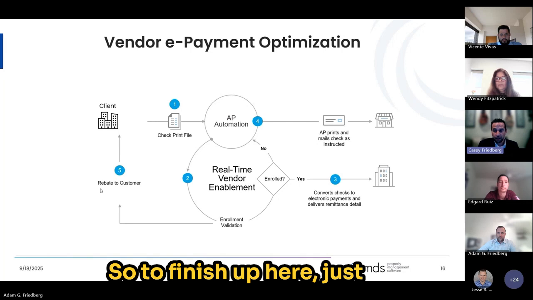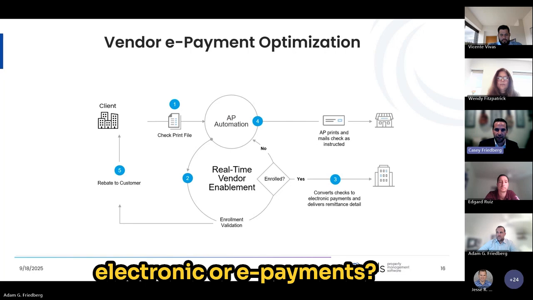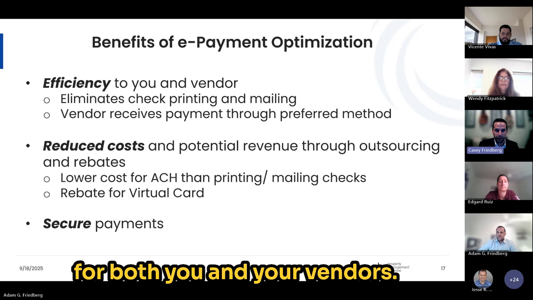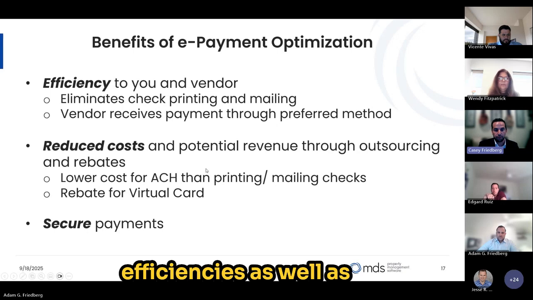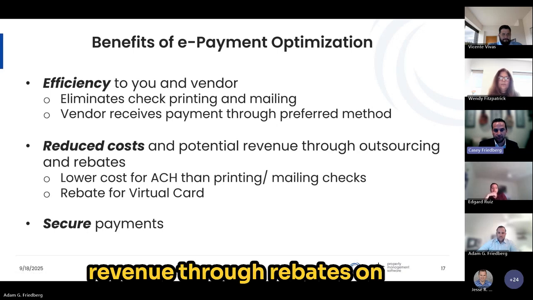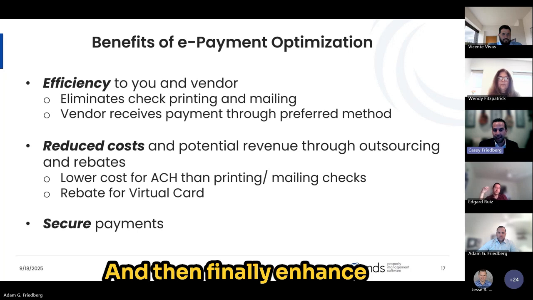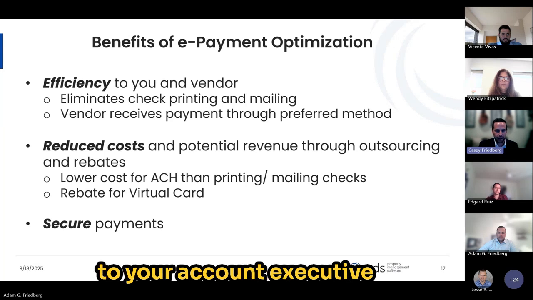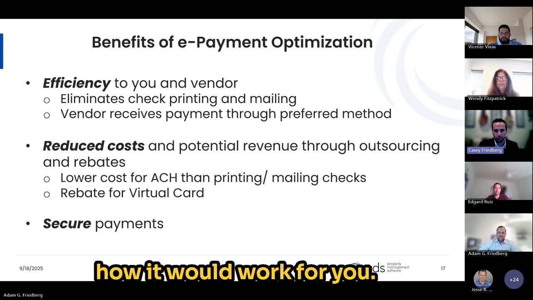So to finish up here, just again, why automate and optimize AP with electronic or e-payments? It's to create those efficiencies for both you and your vendors. It helps to really manage or even reduce costs through efficiencies as well as revenue through rebates on the virtual card payments. And then finally, enhance the security of payments. So reach out to me, reach out to your account executive with any questions, and we'd be happy to go through this a little bit more to see how it would work for you.